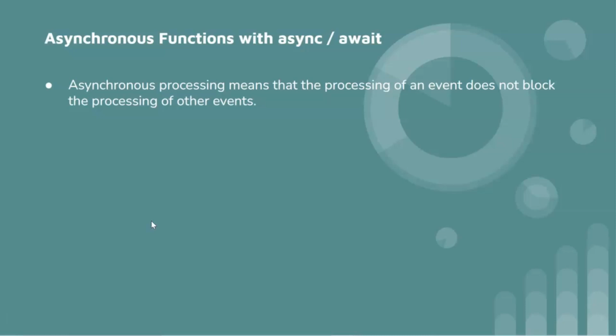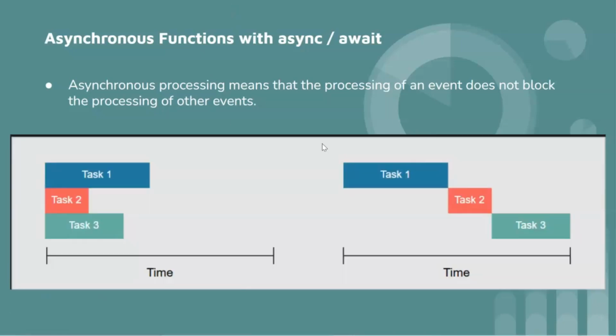So the last one is asynchronous function, that is async await. Asynchronous processing means that the processing of an event does not depend on the processing of other events. Now this is a simple illustration of asynchronous versus synchronous. Here you can see task 1, task 2, task 3 all are working in parallel. Since they don't have any dependency, they are not waiting for one task to complete to start another. But here you can see first task 1 is finished, then task 2 starts, and after it is finished task 3 starts. So this is the difference between asynchronous and synchronous.